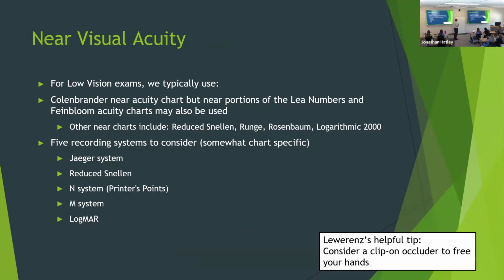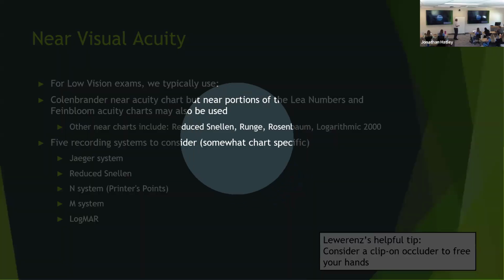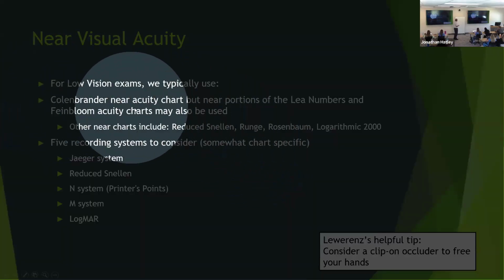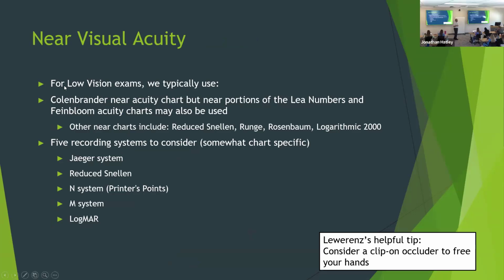So for near acuities in our low vision clinic, please always use the Colenbrander. Never, ever use something like the reduced Snellen card. For near acuities in low vision, Colenbrander card. There are near visual charts at the back of your Lea numbers chart, so that's also acceptable. But typically we use the Colenbrander card for our near acuities. We absolutely do not use the reduced Snellen cards, for reasons we'll talk about in just a second.